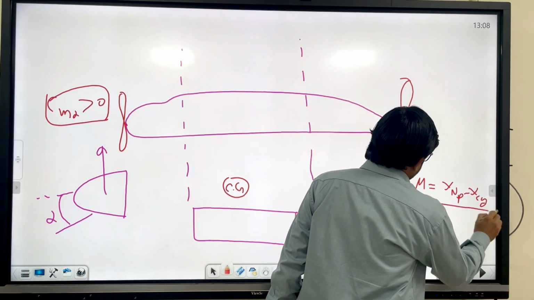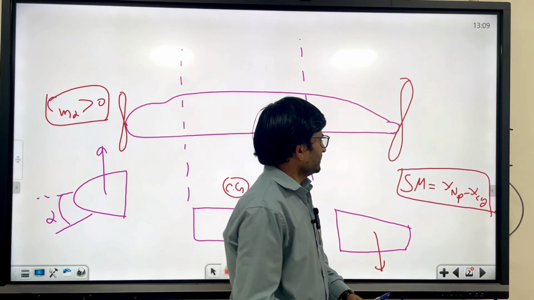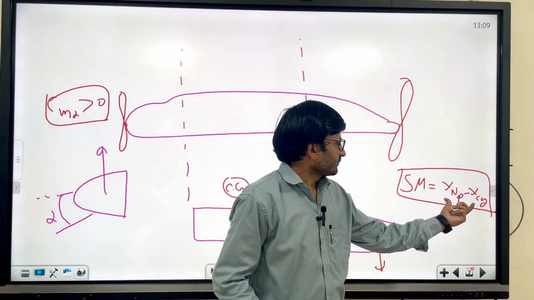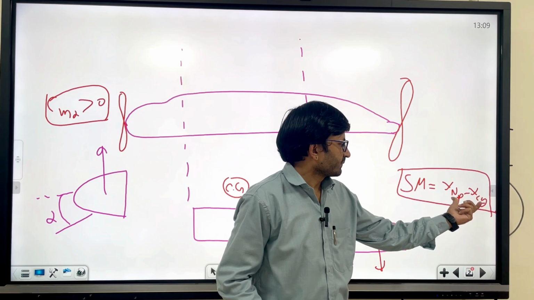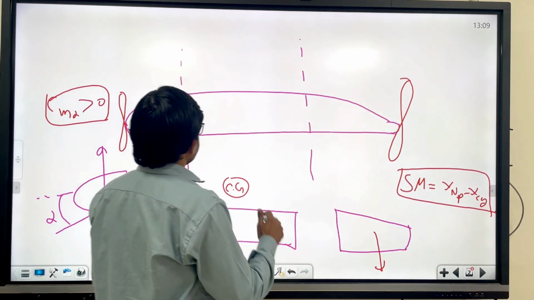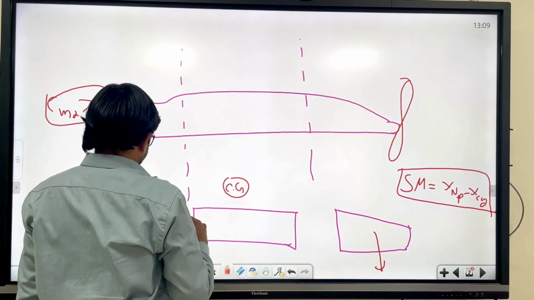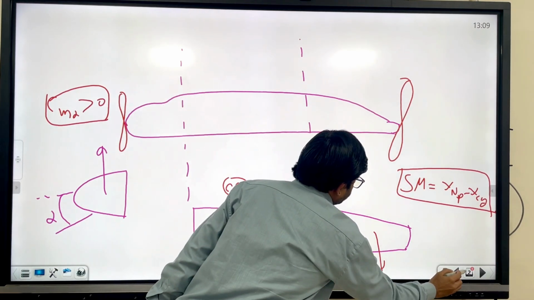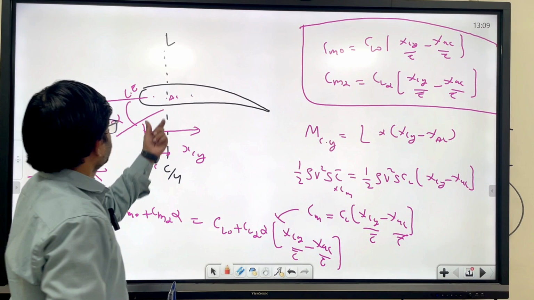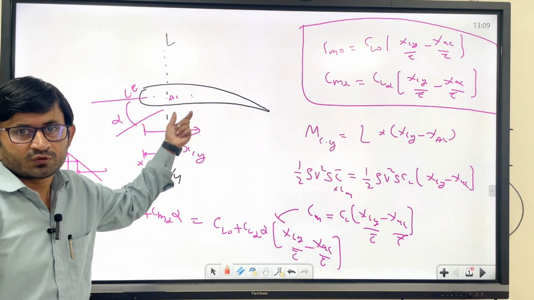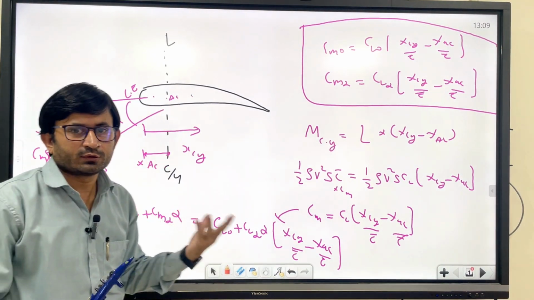See, static margin is nothing but the difference between the neutral point and X_CG. That means, let's say this aerodynamic center we have put for a wing. For a complete aircraft, we will replace this point by the neutral point.